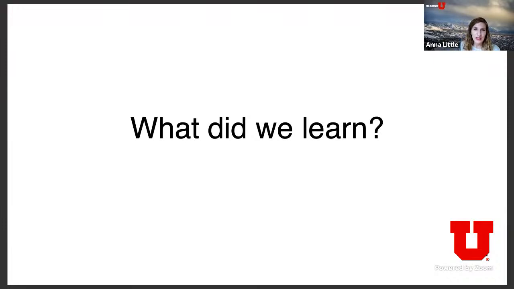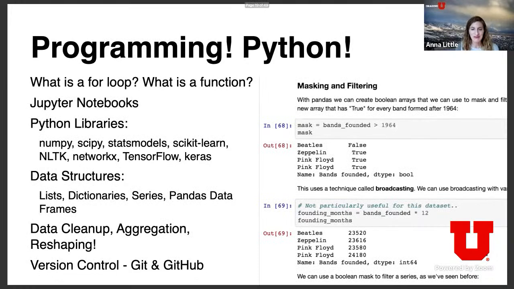I'm just going to do a little recap here, looking back on what we learned over the course of this semester, and then also what we didn't have time to talk about. I'll talk briefly about a few of those topics in case you want to learn more about them. So what did we learn? Well, lots of programming, lots of Python. If you had never programmed in Python before, this was probably a pretty steep learning curve. You just sort of got thrown in, but we learned a lot about for loops, about functions, how to program in Jupyter notebooks, and using many different Python libraries for various tasks.